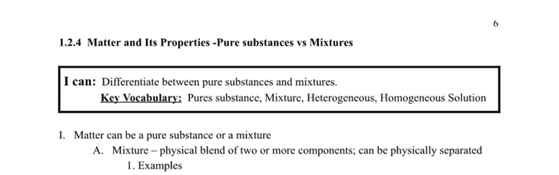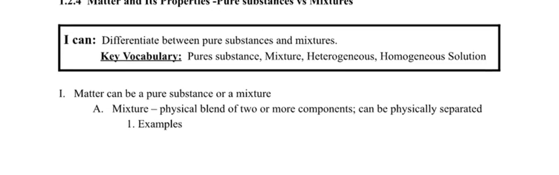So let's go through this section. Everything here is going to be a mixture, okay? And how do you know if you have a mixture? The key word is and, okay? It is something and something. So matter can be a pure substance or it can be a mixture. If it's a mixture, you have the word and, okay? It's a physical blend of two or more components and they can be physically separated.